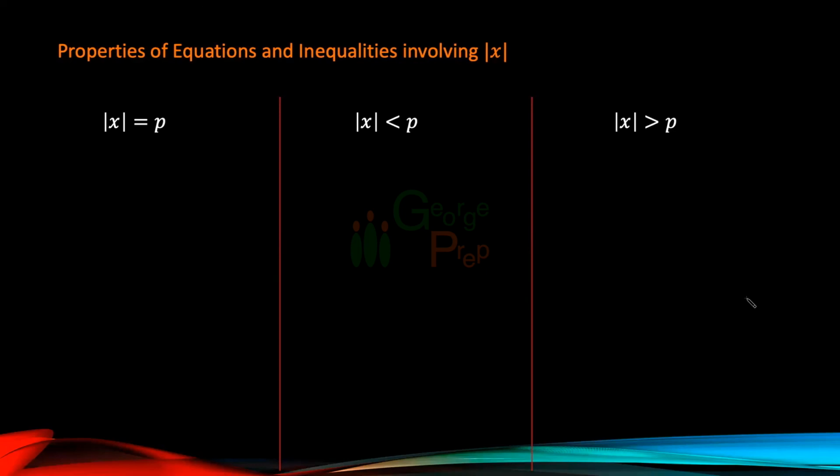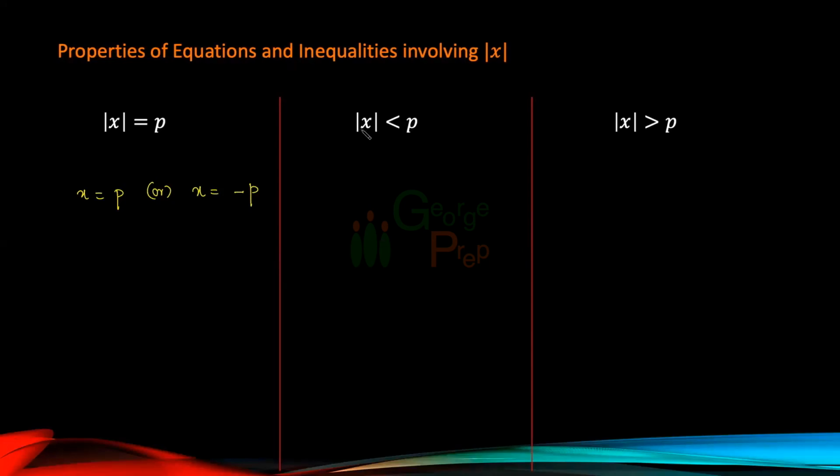Properties of equations and inequalities involving x. So we are just going to quickly summarize here, without having to draw the number line every time and figure it out. Okay, so let me summarize. Whenever you have modulus of x is equal to p, in this case we can say either x is equal to p or x is equal to minus p. We have already seen this.